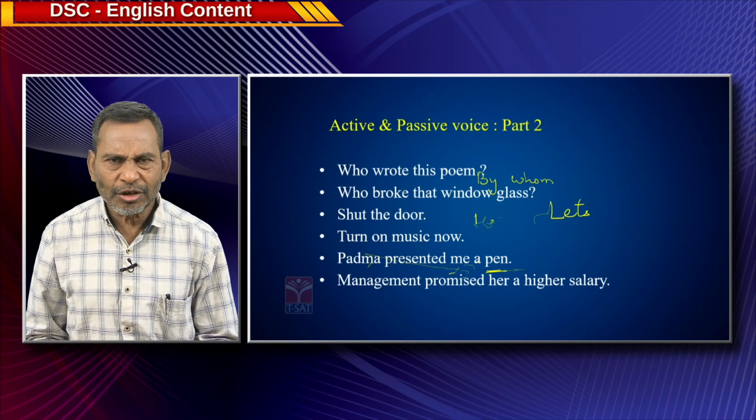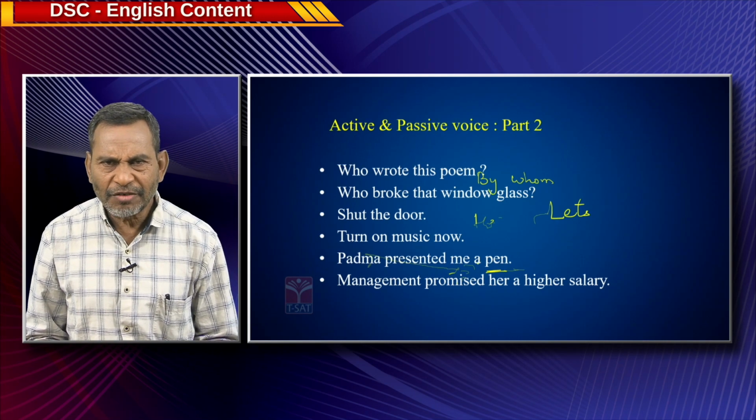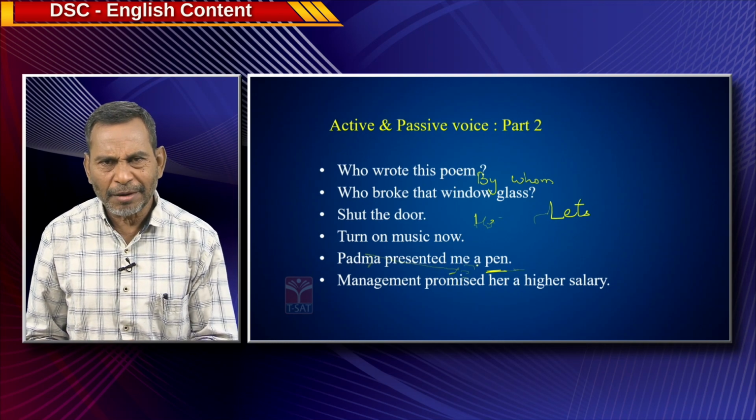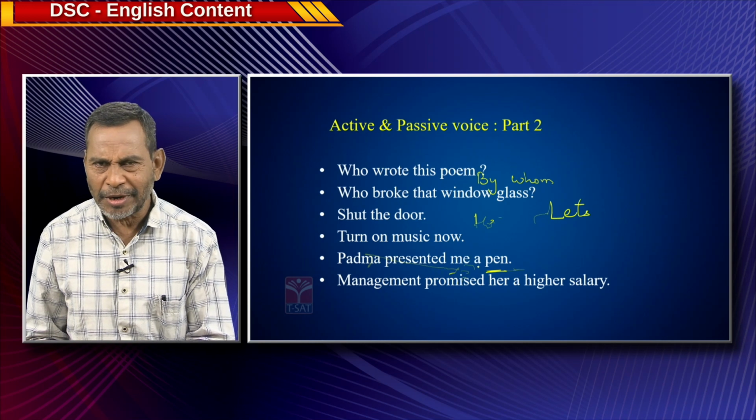There are two objects, therefore two possible answers will come. Always give preference to the first object that is closer to the verb, and always give importance to the live things. Between a pen and a man, whom do you prefer? You should prefer the man. Man is live and pen is an inanimate object.